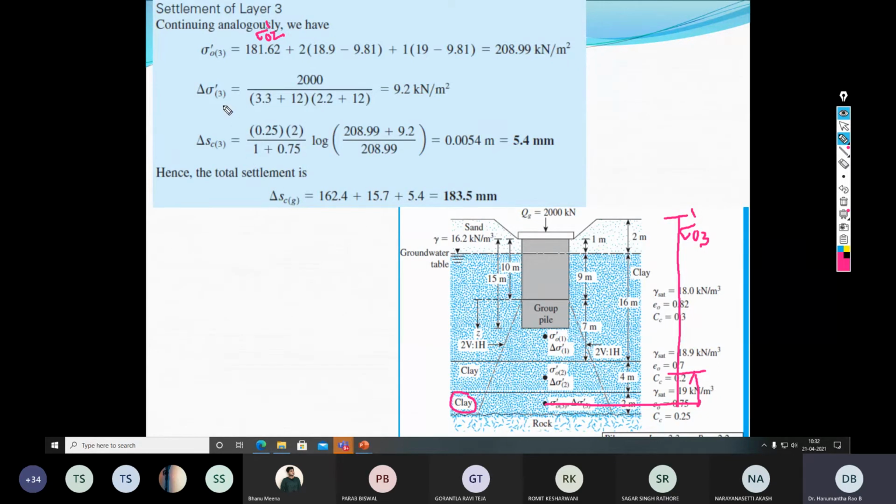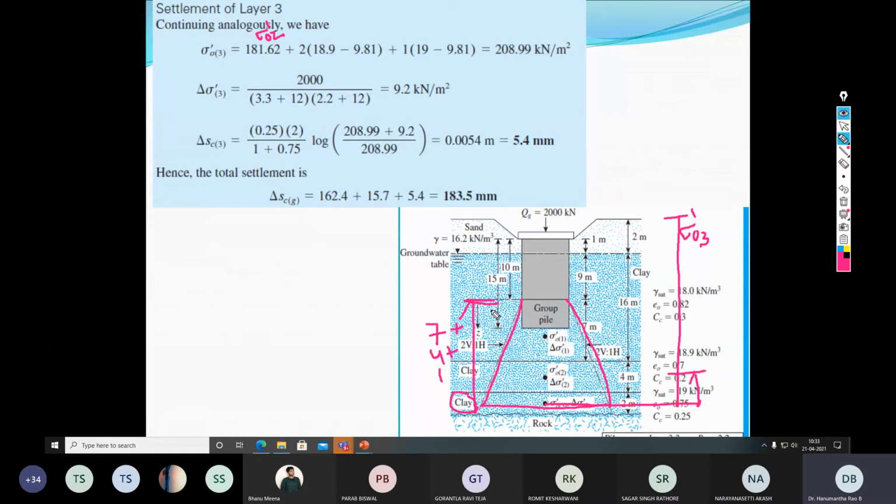And similarly, delta sigma 3 is load by area. So the area at the middle of layer number 3, first you need to calculate the total depth from the location of the pile tip footing. Here it is 7 plus 4 plus, this is 2 by 2, that is 1. So 7 plus 4, 11, 11 plus 1, 12. So total 12 meter.